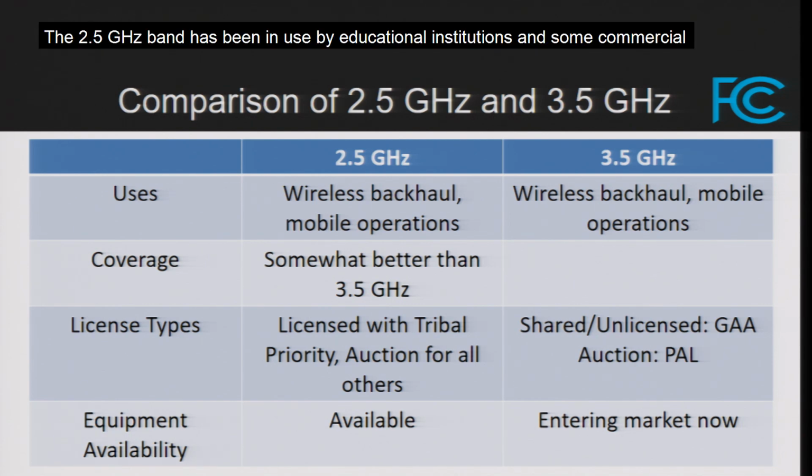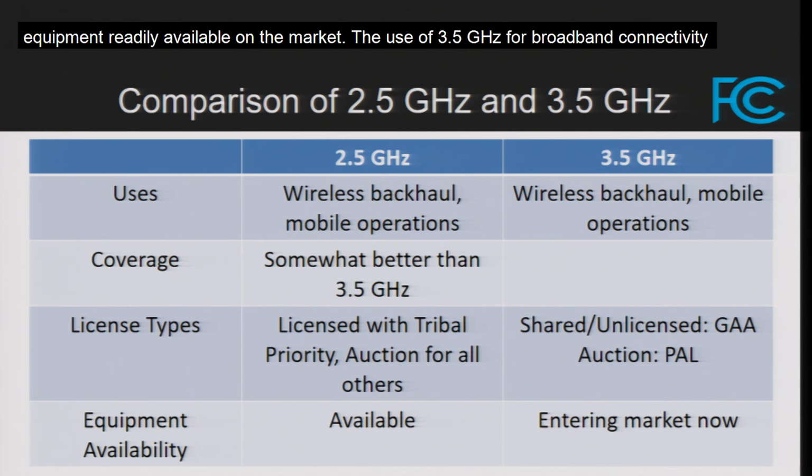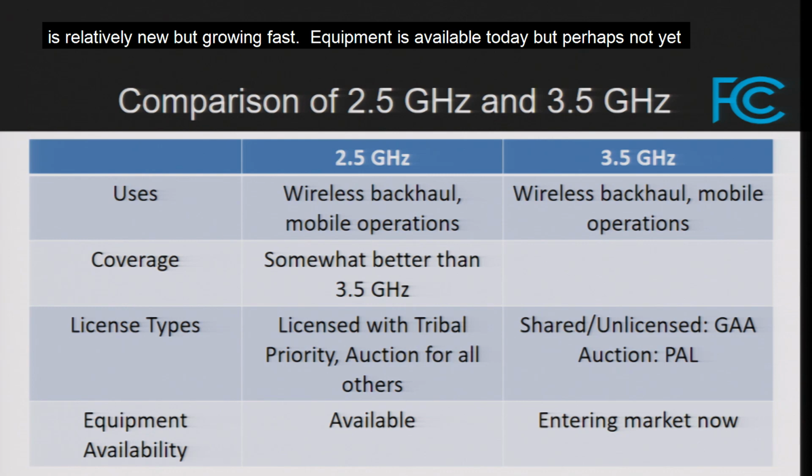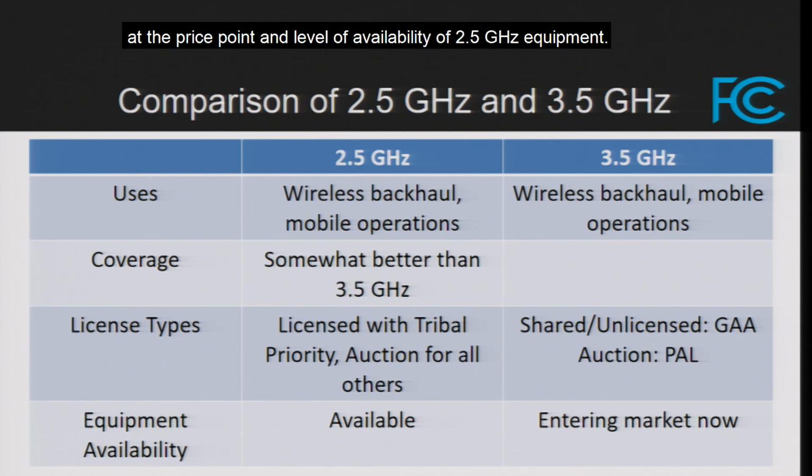The 2.5 gigahertz band has been in use by educational institutions and some commercial wireless entities for some time now. As a result, equipment manufacturers have equipment readily available on the market. The use of 3.5 gigahertz for broadband connectivity is relatively new but growing fast. Equipment is available today, but perhaps not yet at the price point and level of availability of 2.5 gigahertz equipment.